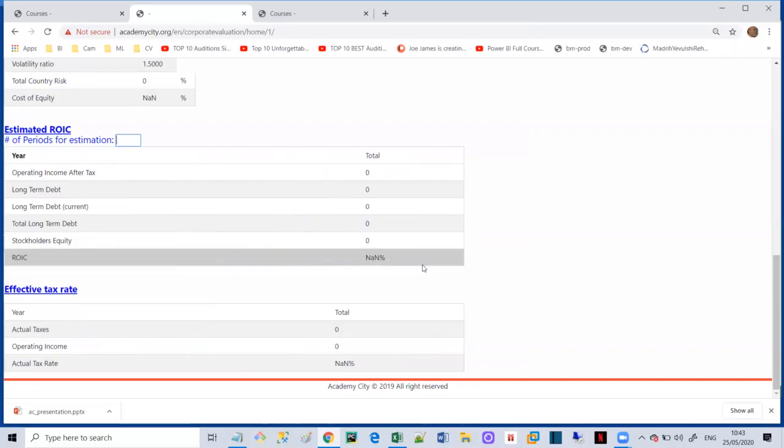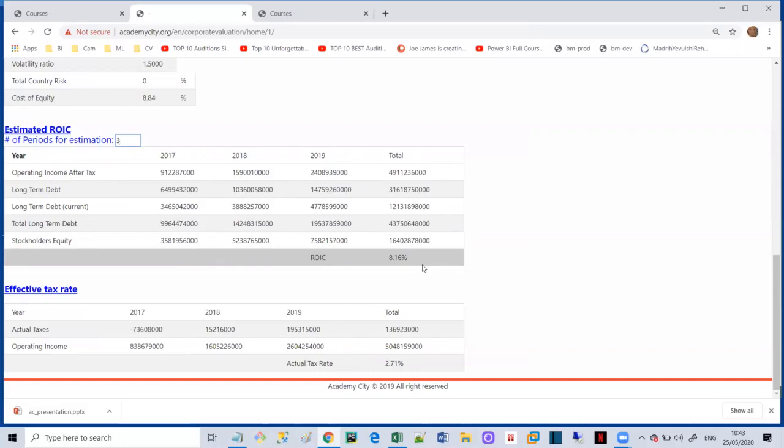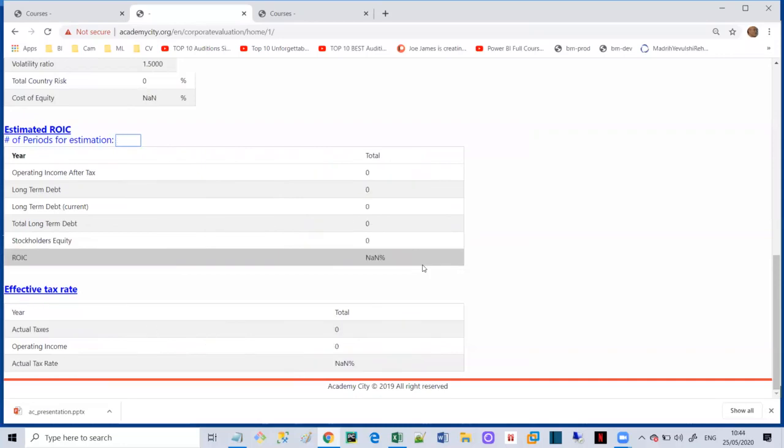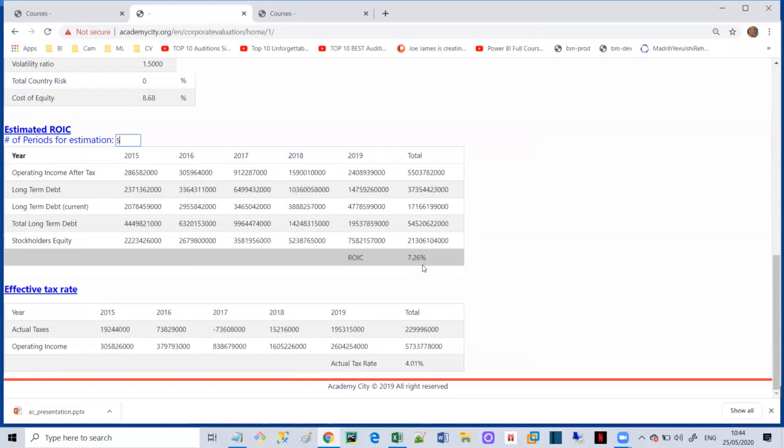I put 3 years. Sorry, Amos, can you repeat what you said because my internet went out and I couldn't hear you? No problem. I said the default, it's usually common to look at 5 years.